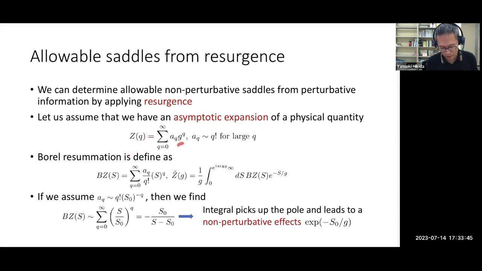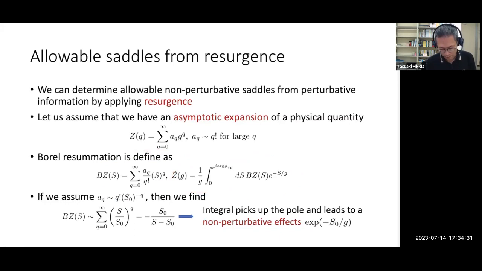The partition function can be expanded in a coupling constant, but the coefficients diverge. The coefficient grows factorially because the number of Feynman diagrams increases as we go to higher order of the perturbative parameter. One way to deal with this asymptotic expansion is Borel summation. Let us define this quantity divided by this factorial. Then this is a convergent quantity.